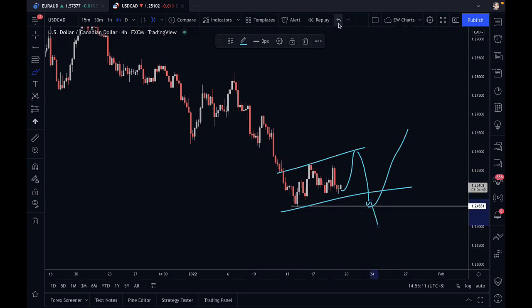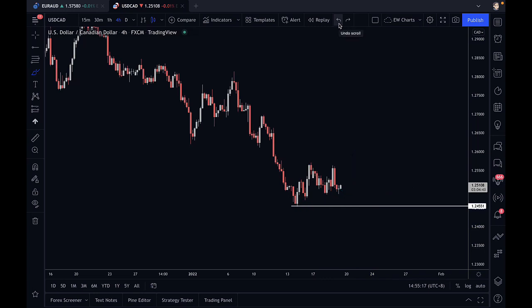So for now, based on this, I would personally suggest that we maintain a very neutral perspective and give it time on dollar CAD to develop before we make any decision as to whether to buy or sell. Right, so that's on dollar Canadian.